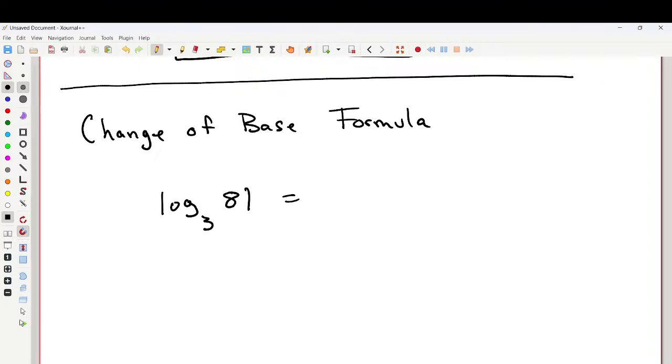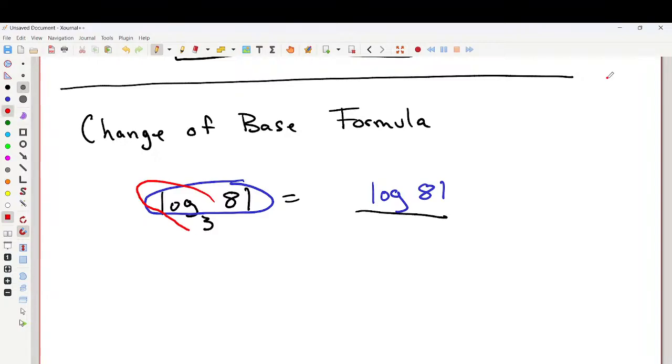So I'm just going to show you it, and then I'm going to put it in a big bold box. But the change of base formula says you take this and you divide it by this.